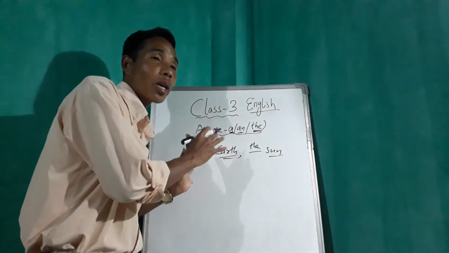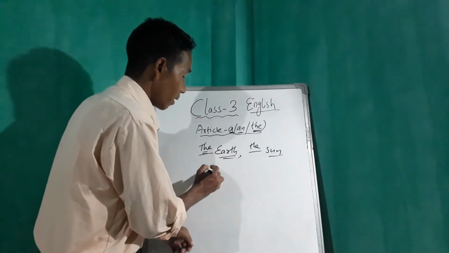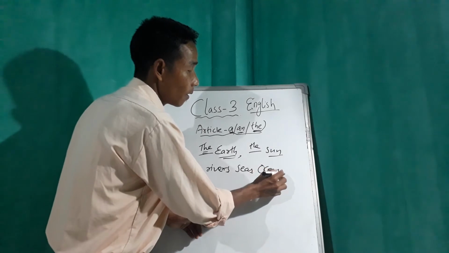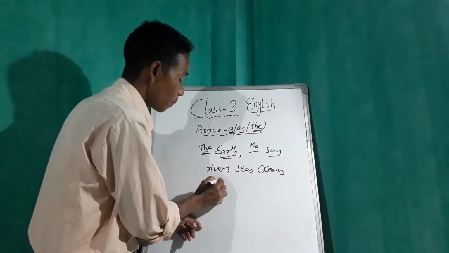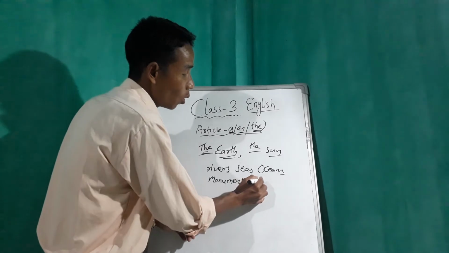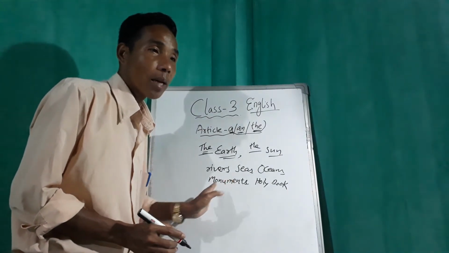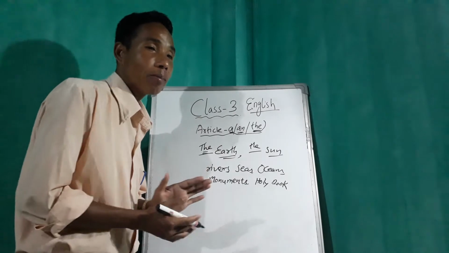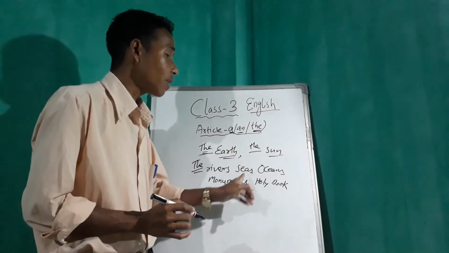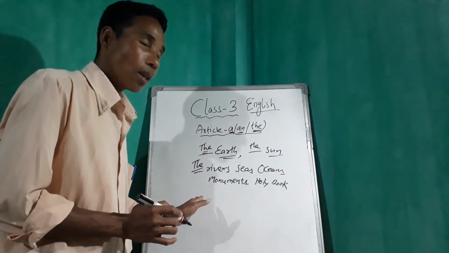Everyone, please pay attention here and listen nicely. The is also used with names of what? Like rivers, seas, oceans, monuments, holy books, mountain ranges, mountain names. The is used before the names of rivers, seas, oceans, monuments, holy books. Okay? Have you understood?